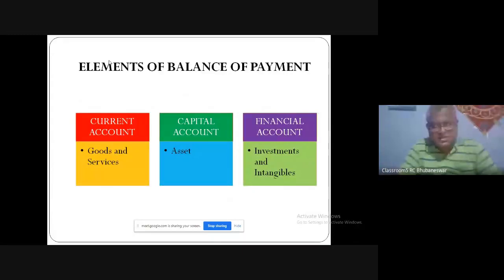My dear students, the elements of the balance of payment are of different types. One is the current account, another is the capital account, and the third is the financial account. In the current account, goods and services are there; in the capital account, assets are there; and in the financial account, investment and intangibles. In some other books you will see visible and invisible items focused on through the balance of payment.